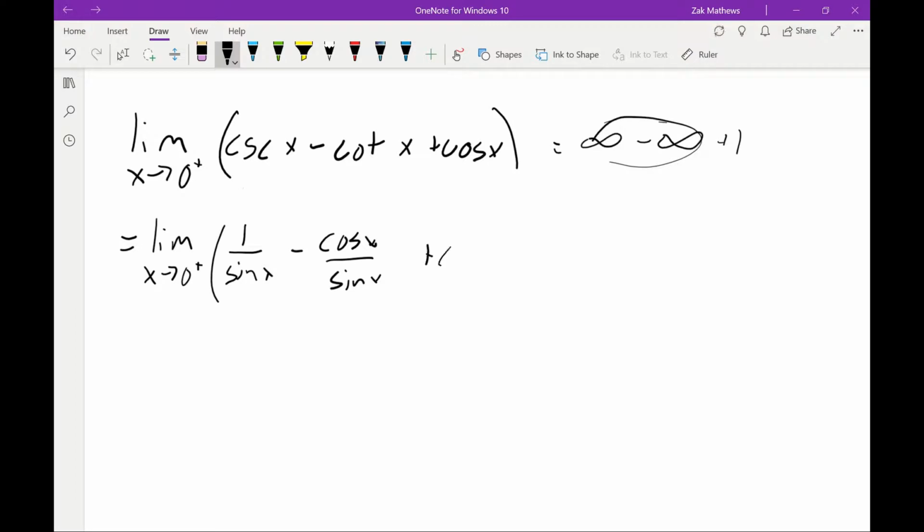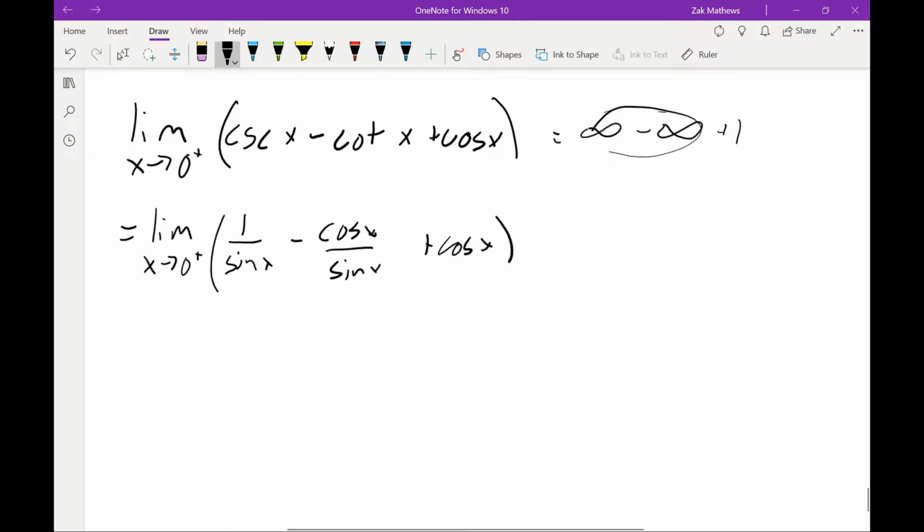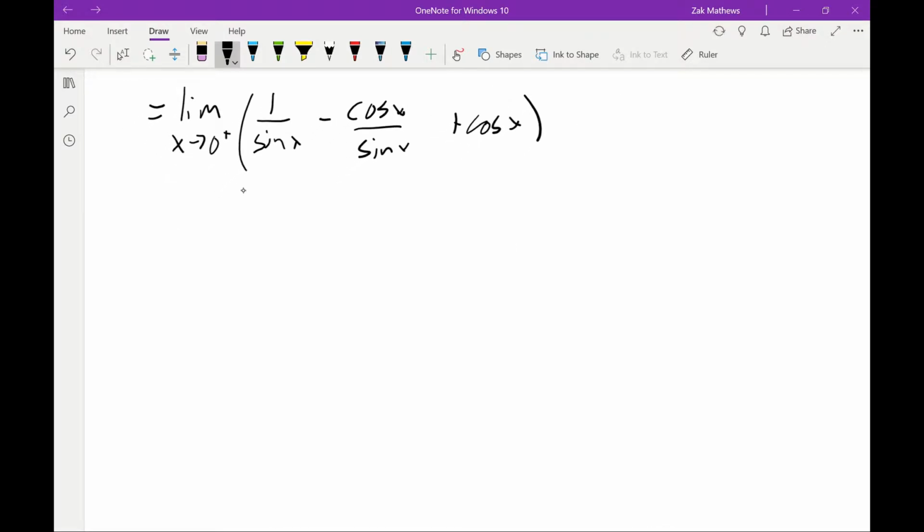And cosine's just cosine, but that really wasn't a problem to begin with. Remember, that was equal to the 1, and that's fine. We can find that limit right away. So let me break this into two different limits. Let's take the limit as x heads to 0 from the right. And I'm going to put these together as one fraction, 1 minus cosine x over sine x.